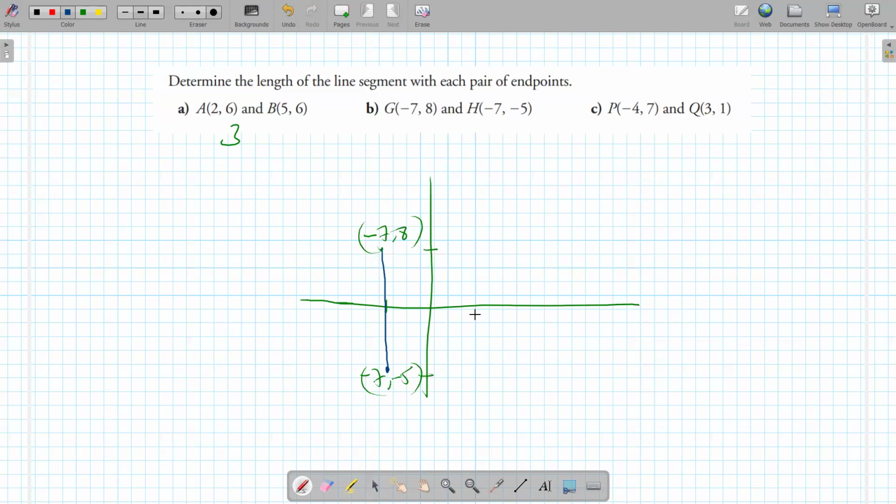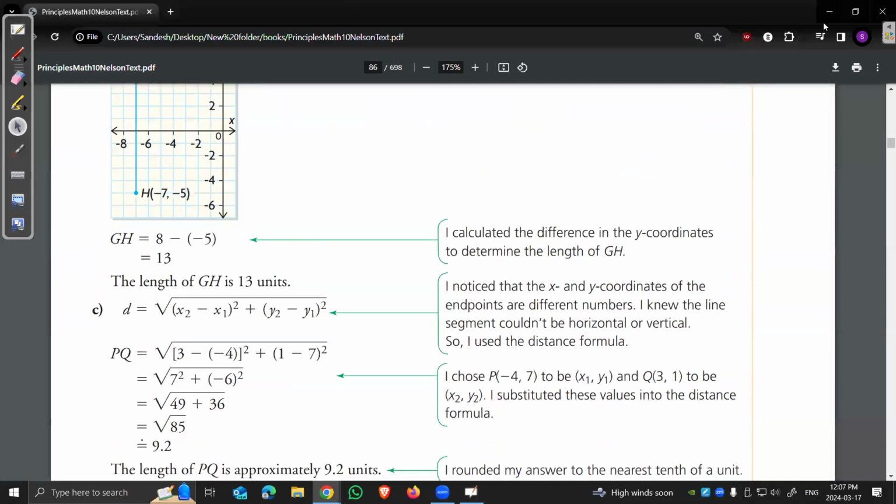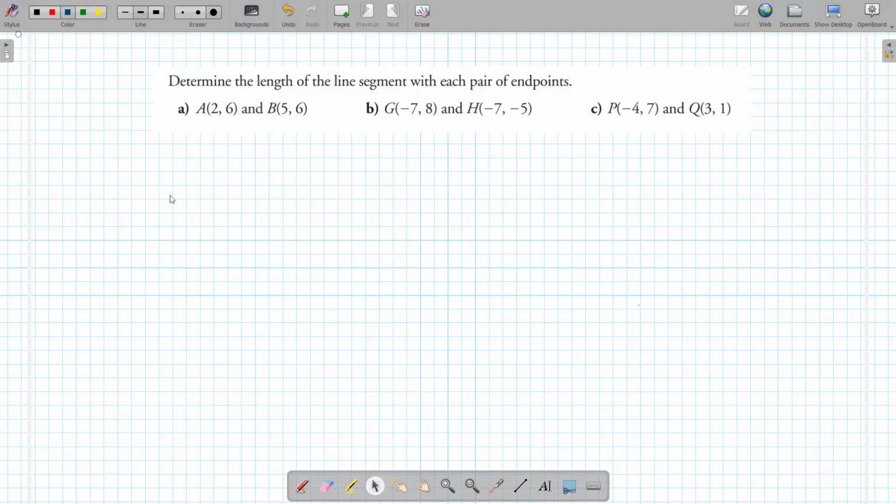So if it's horizontal or vertical, it's very simple. You just count the squares. But the third case here, I'm gonna steal their graph. They didn't even draw it. Okay, cool. So you're not always gonna get a horizontal or a vertical line. You will get a diagonal line, like we'll see in the next question. So that method, counting boxes, may not work as well.